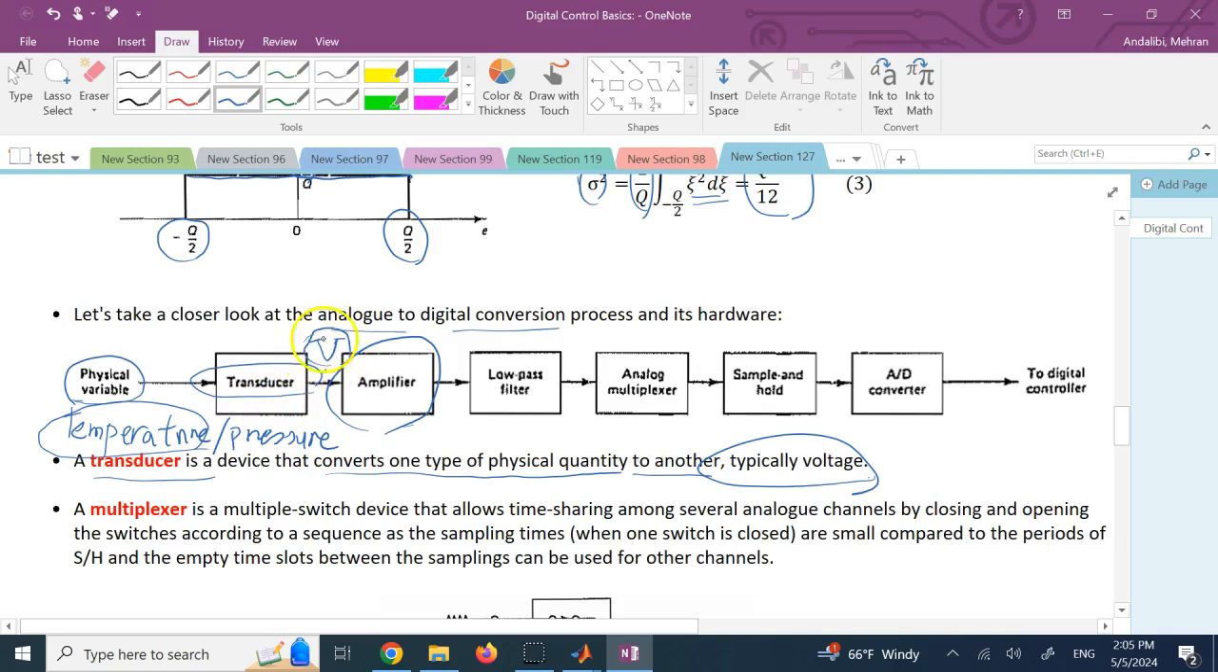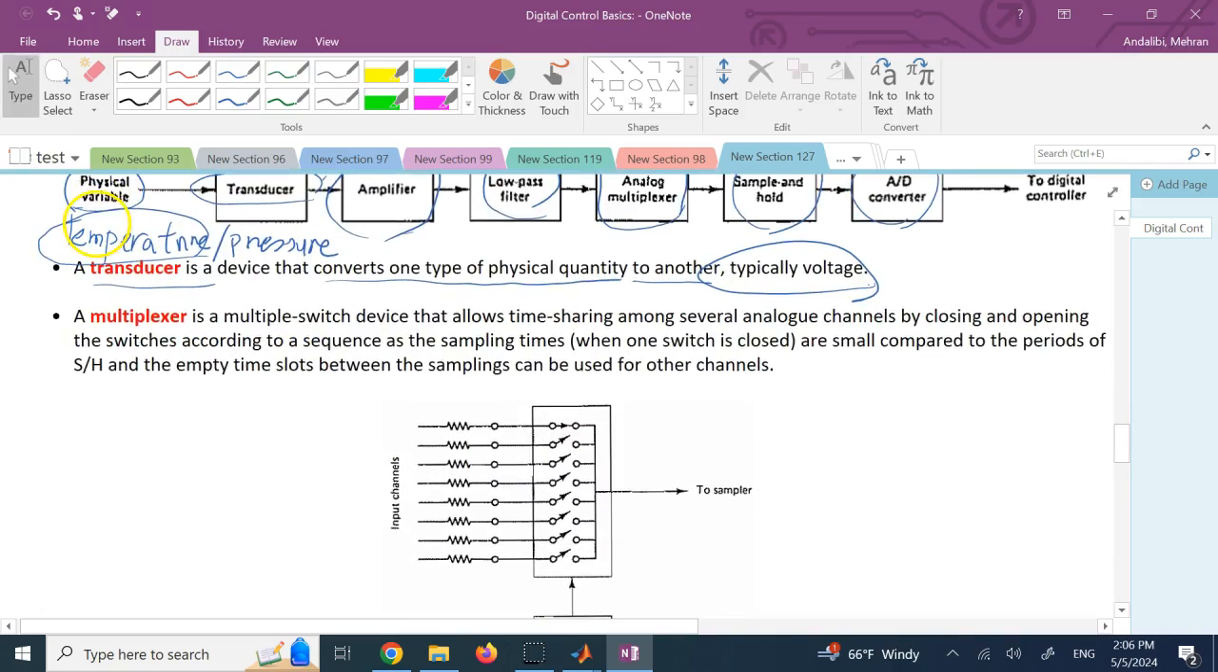And if this output is not amplified enough, then passing it to a low-pass filter might not be a good idea, because you might just remove all of the original signal. So most of the time you need to combine it with an amplifier to amplify this, as we said. One of the things in an analog to digital conversion is what we call a multiplexer, or in MATLAB you see it called MUX. What is it? I'll tell you, and then the sample and hold and A to D converter, which we kind of saw. So let's explain them a little bit more.